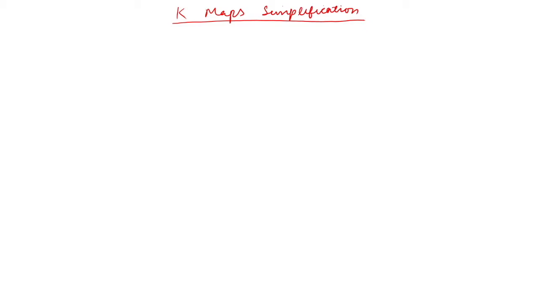We have to group all the ones present in the K-map in such a way that every group should contain 2 to the power n elements. Okay, and then every group should have the maximum number of elements. Groups can be made in wraparound type.